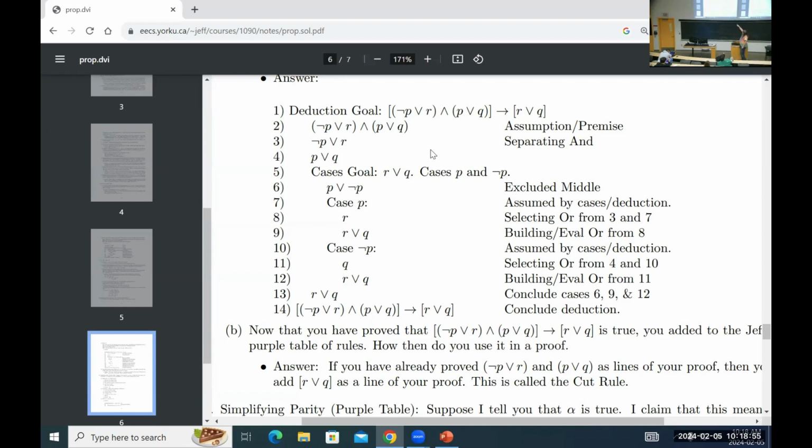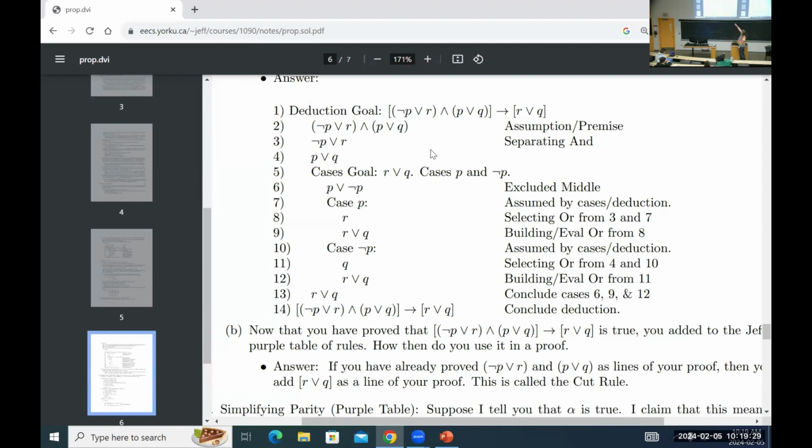So line 8 says we're going to do selective or from line 3 that says not P or R, and line 7, which says that P is true. And what do we get from that? If not P or R, well, then R must be true, right? Now we know that R is true, and that's really pretty good.